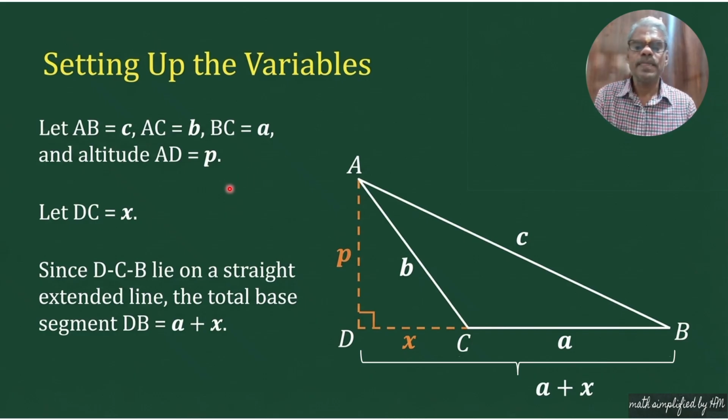Setting up the variables. For simplicity, let AB is equal to c, AC is equal to b, BC is equal to a, and altitude AD is equal to p, and let DC is equal to x. Since B, C, D lie on a straight extended line, the total base segment DB is equal to a plus x.